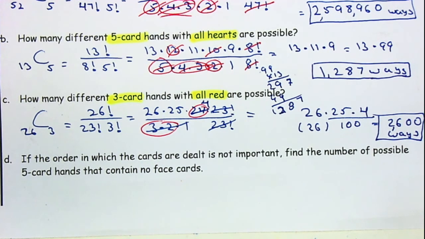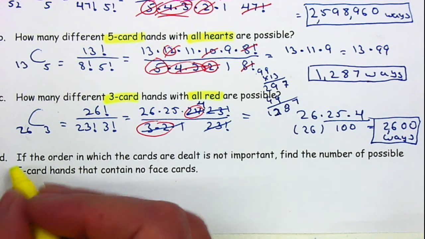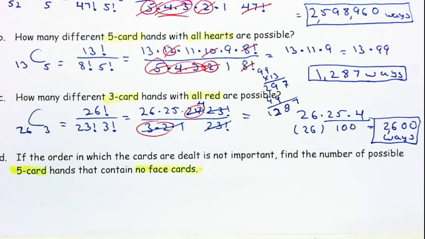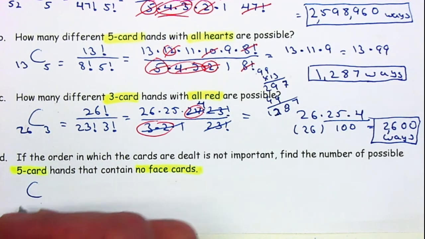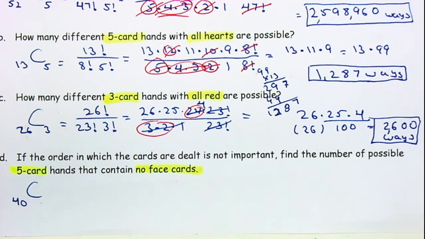And the last one. If the order in which the cards are dealt is not important, find the number of possible ways that you can get 5-card hands that contain no face cards. Remember, we only concentrate on the ones that have no face. How many non-face cards do we have? 40. And how many do we want to select at a time?